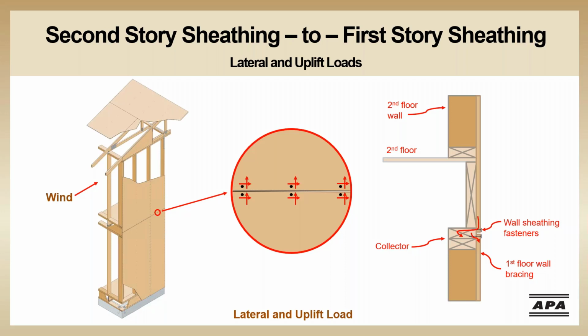The key to a strong load path with this connection is to make sure that both the upper level and lower level sheathing are attached to a common framing member, and to avoid a load path that depends on nails in withdrawal to transfer the load. In this picture, we showed the sheathing attached to a common framing member, the first story upper top plate.